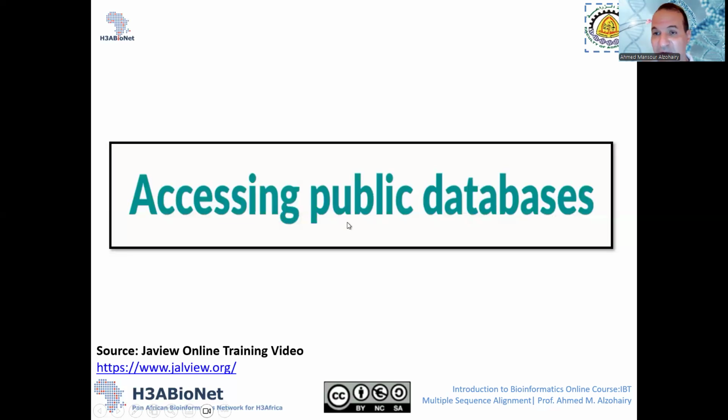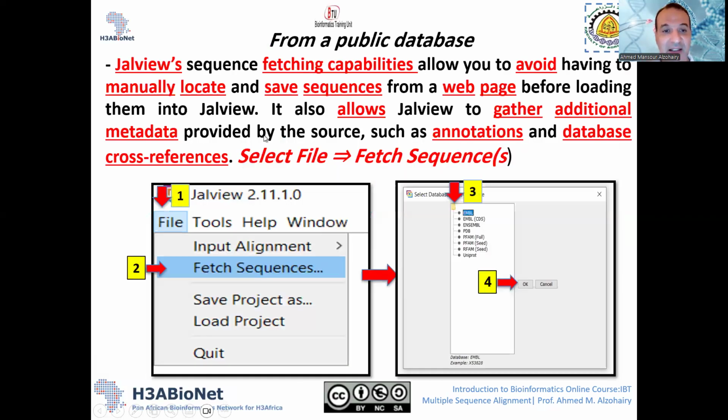Also, you can get sequences by accessing public databases, and this is very easy. To fetch sequences, you go to File in the main window at arrow number 1, and don't choose input alignment. You will choose fetch sequences. This may be strange for some people, because we usually think that fetch sequences should be in the input alignment, but actually it's not. It has a different place in the File menu, as the second option. You can just press fetch sequences.